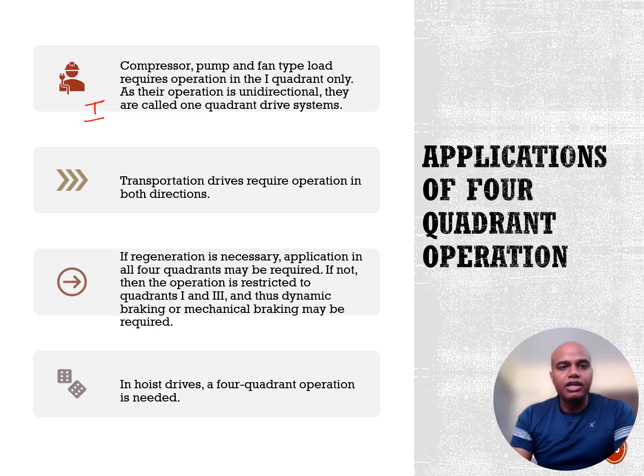Whereas we are talking continuously about the EV, which is a transportation system, which requires operation in both directions, forward and reverse. And we also need to get the regeneration from here. Therefore, for the EV application, we need all four quadrant operation. And if operation is restricted to quadrants first and third, the dynamic braking or mechanical braking may be required.